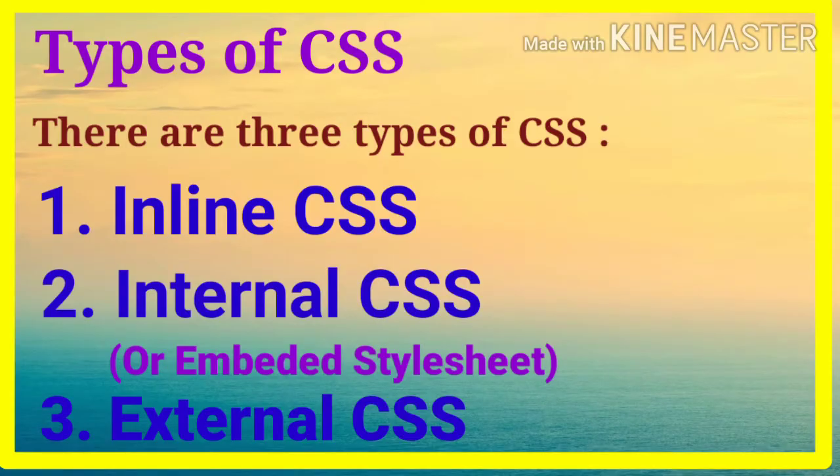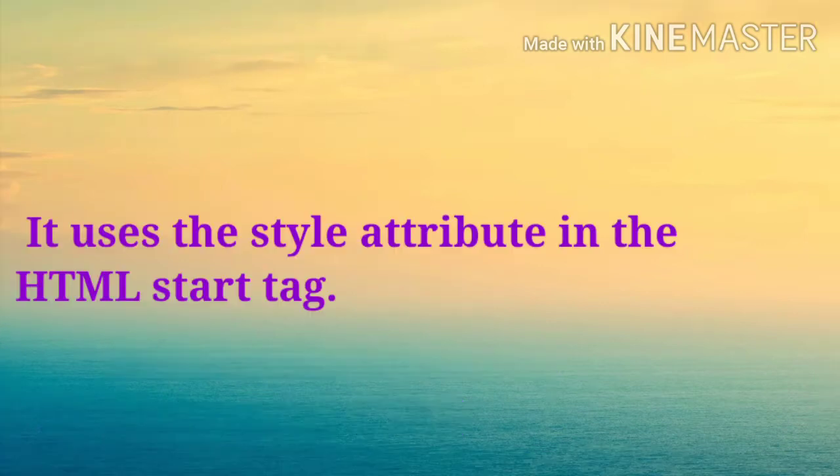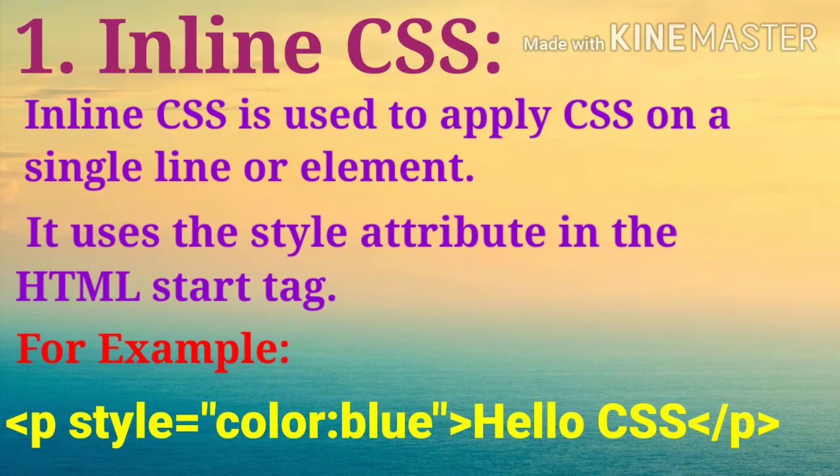Types of CSS. There are three types of CSS. First is inline CSS, second is internal CSS, the embedded style sheet, and third is external CSS. First we see inline CSS. Inline CSS is used to apply CSS on a single line or element. It uses the style attribute next to the HTML tag. In this example, the inline CSS is applied to the P tag by using the style attribute.